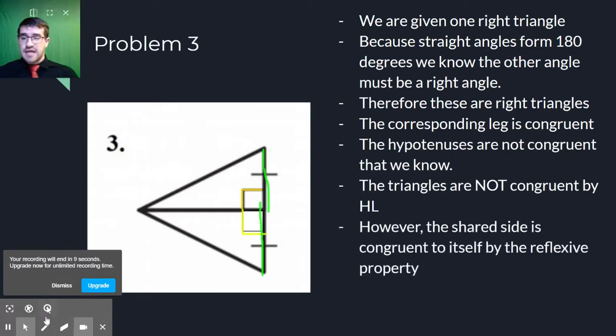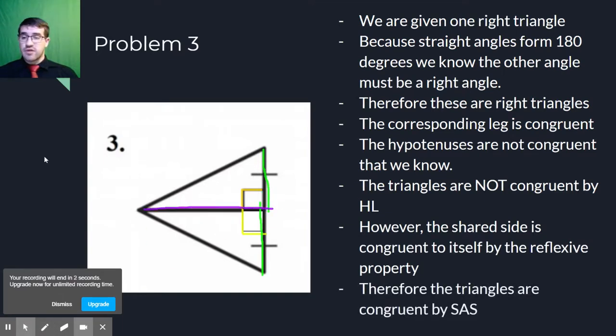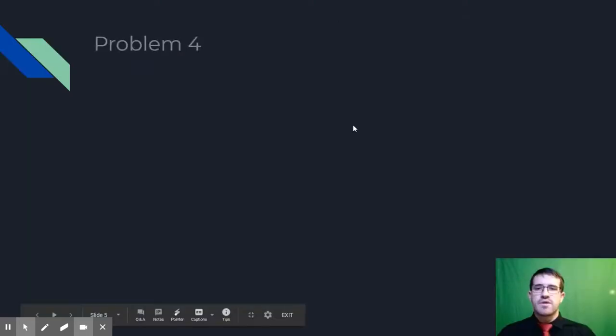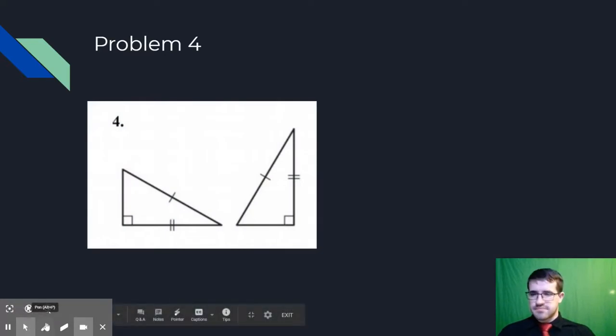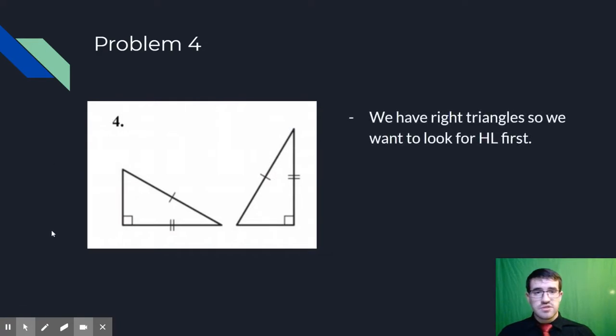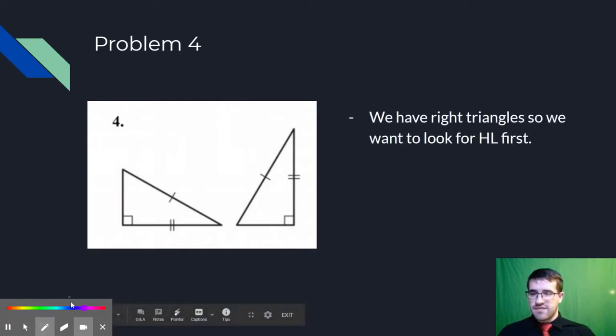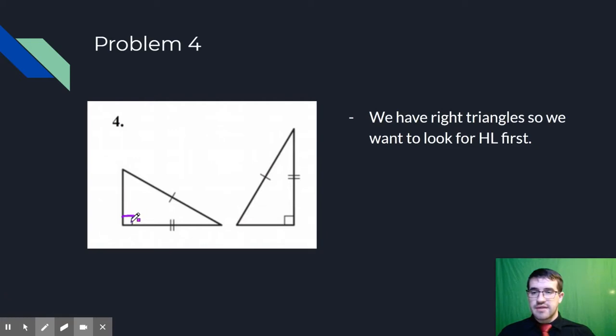However, the shared side is congruent to itself by the reflexive property, and therefore the triangles are congruent by SAS. So for problem 4, we are given these two triangles. And again, we see that they are right triangles. So we know we want to look for HL first. The right angles are marked down in the corners here.